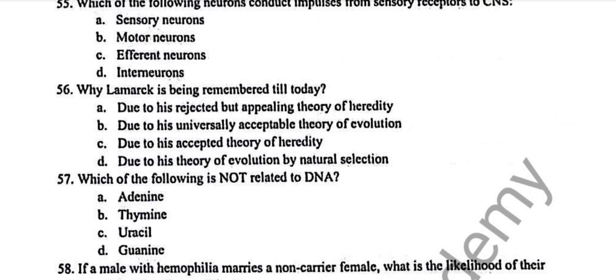Question number 56. Why is Lamarck remembered till today? A. Due to his rejected but appealing theory of heredity. B. Due to his universally acceptable theory of evolution. C. Due to his accepted theory of heredity. D. Due to his theory of evolution by natural selection. The correct option is A. Lamarck proposed the inheritance of acquired characters, an important historical theory later rejected.